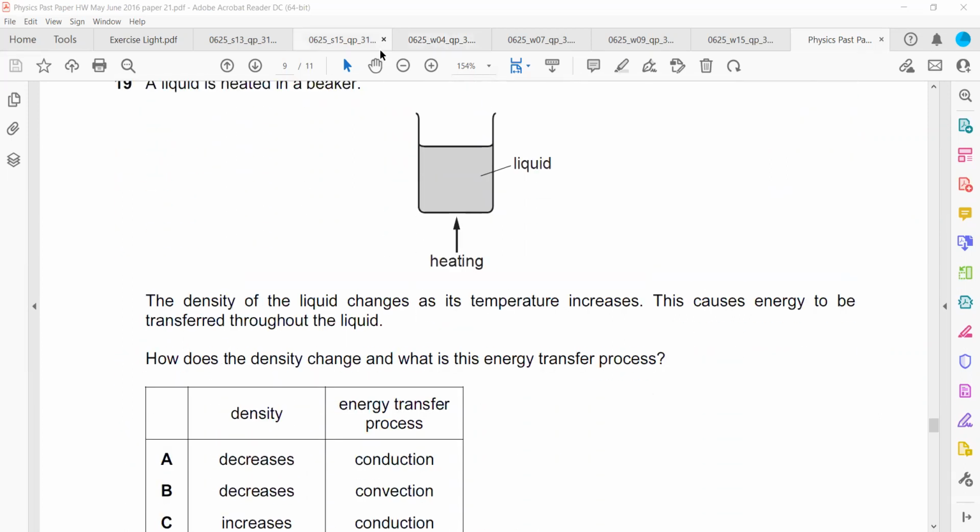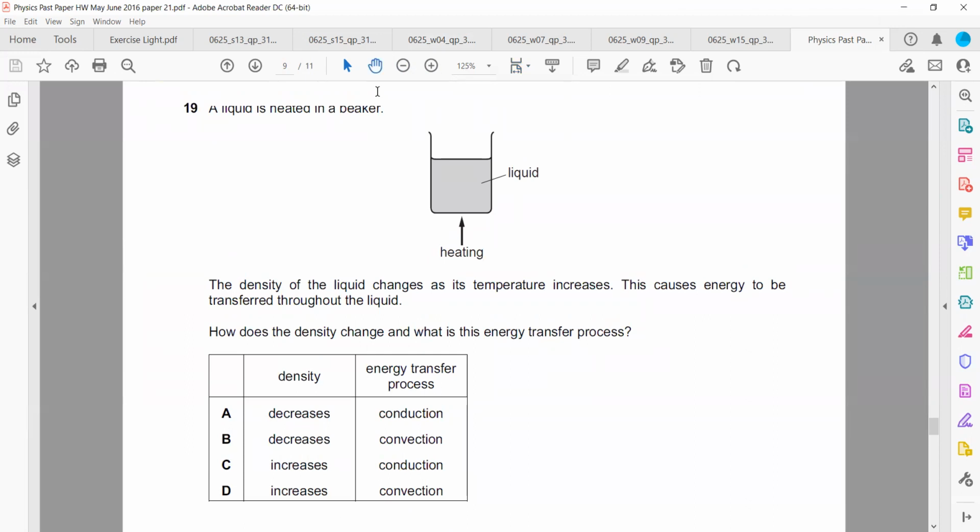In this question, the liquid is heated in the beaker. Whenever you are heating a liquid or a gas, the process by which heat energy transfers, we call that convection. So what happens when you supply the heat energy, the particles near the heat source gain energy, they move away from each other. As a result, the density of that region will decrease. When the density decreases, those particles will rise, and the other particles which are closer will come down. So the density of a liquid changes as the temperature increases. This may cause the energy to transfer.